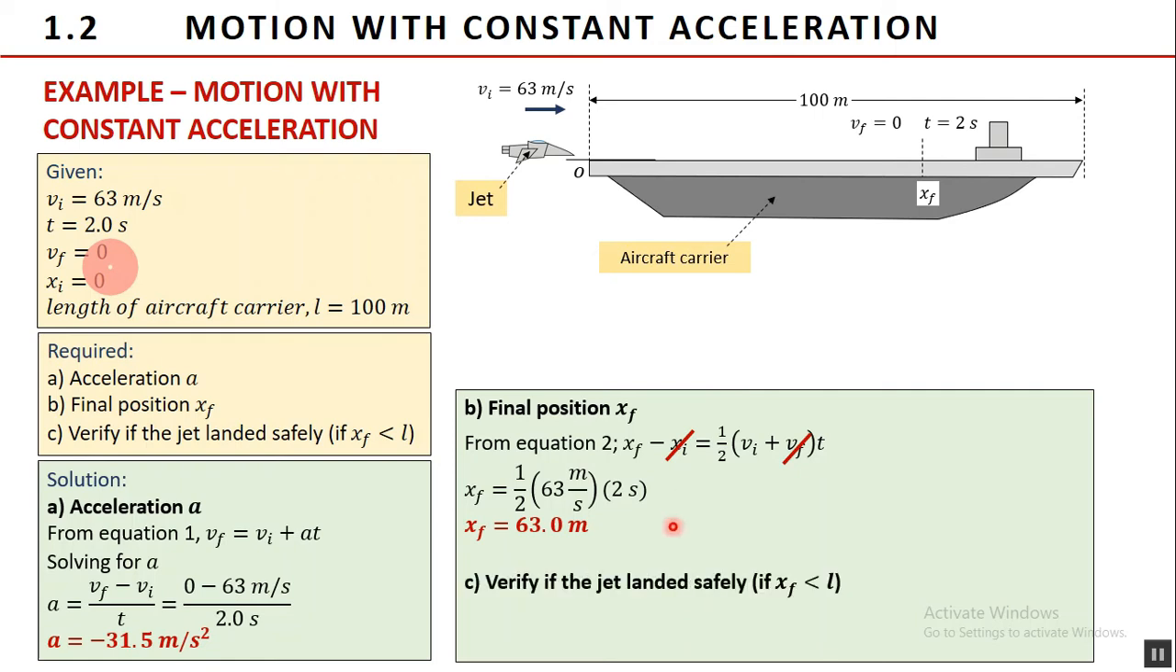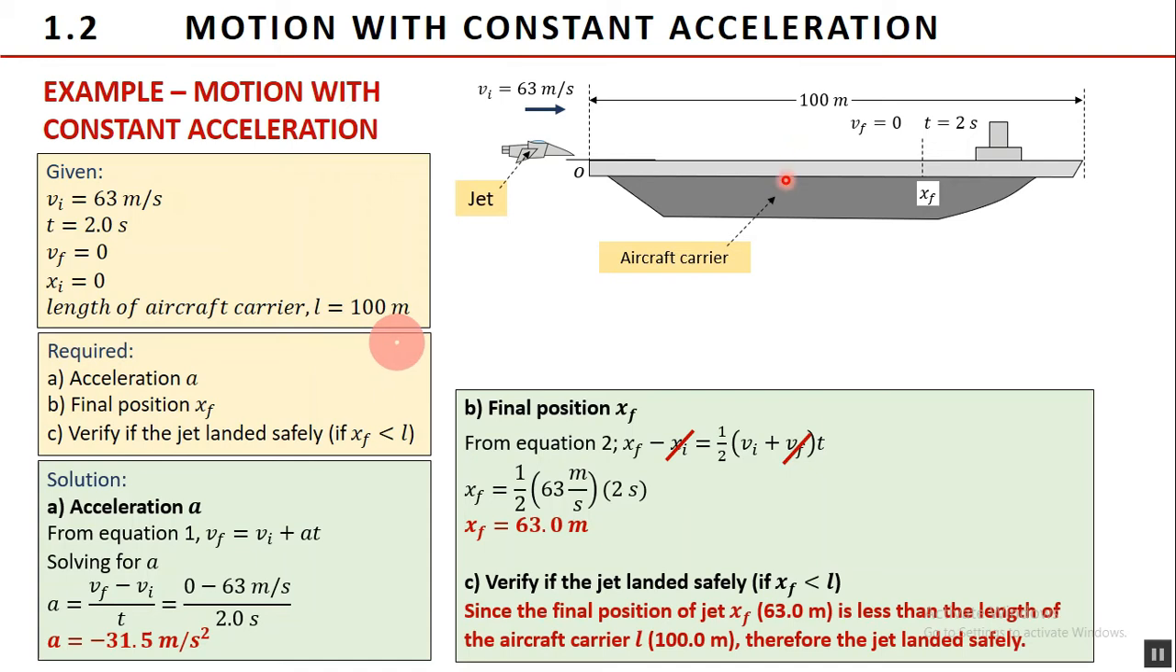Letter C, to verify if the jet landed safely, we just compare the final position of the jet and the length of the aircraft carrier. Since the final position of the jet, that is 63 meters, is less than the 100-meter length of the aircraft carrier, therefore the jet landed safely. Good thing there is an arresting cable that serves as an added braking system.